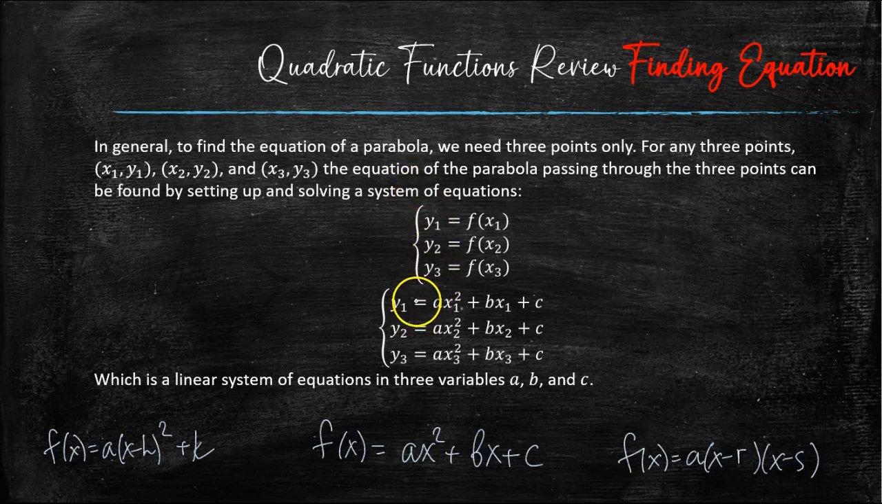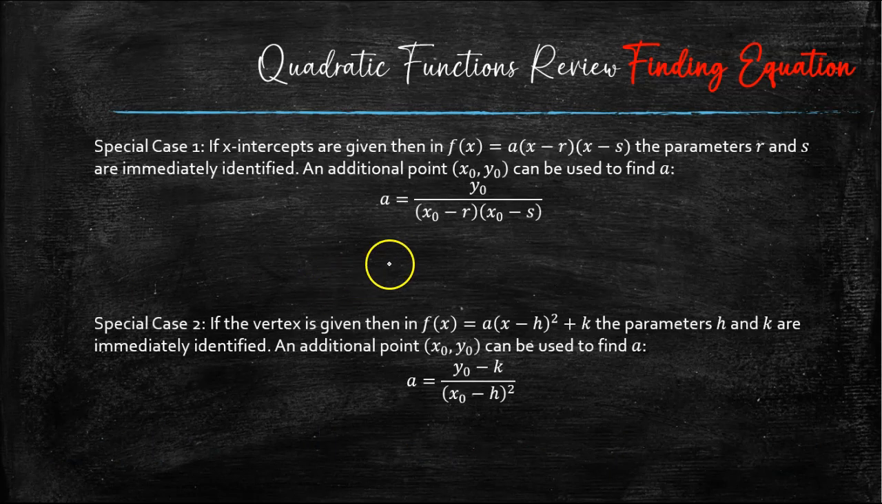And usually, if we're doing it this way, we're looking for the equation in standard form. And then in that case, we're going to end up with a system of 3 linear equations in which a, b, and c are the unknown variables. So this is if 3 points are given. However, sometimes we are given something else. So if you are given the x-intercepts, then you should be able to find the equation in factored form relatively easily if an additional point is provided.